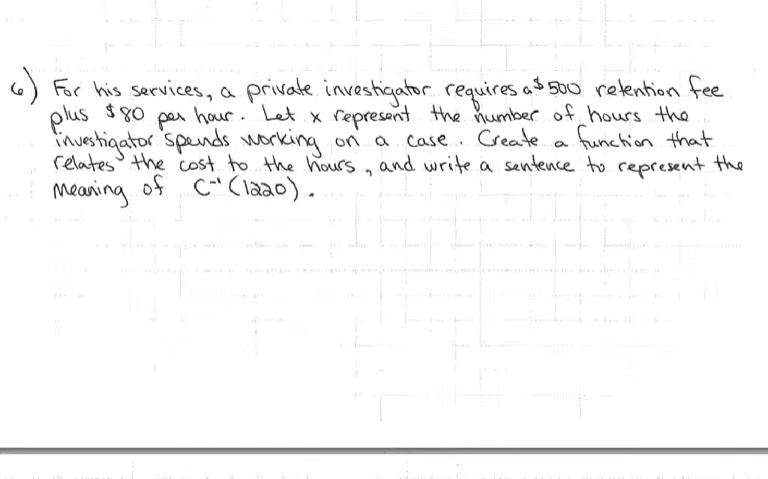In number 6, this was a notation for something called the inverse function. So it says, for his services, a private investigator requires a $500 retention fee plus $80 per hour. Let X represent the number of hours the investigator spends working on a case. Create a function that relates the cost to the hours, and then write a sentence to represent the meaning of C inverse of 1220. So let's start with the original equation.